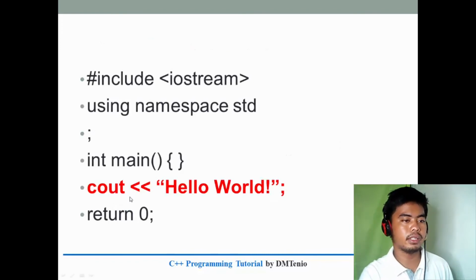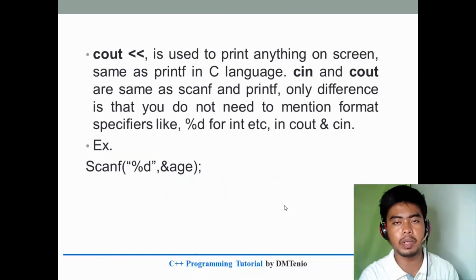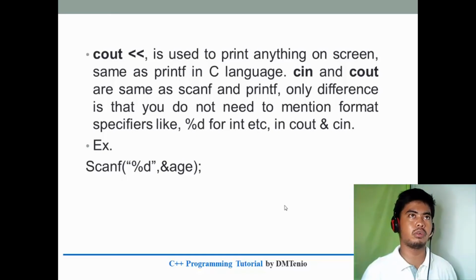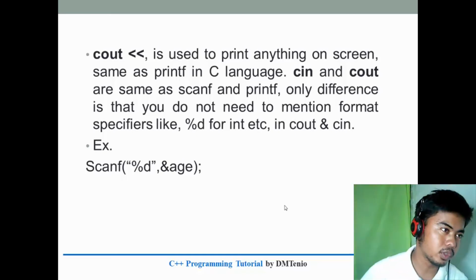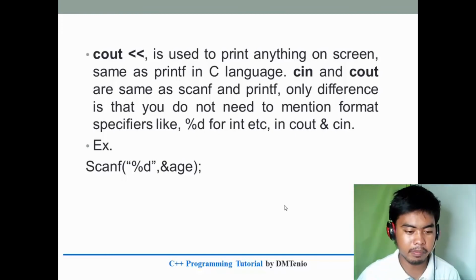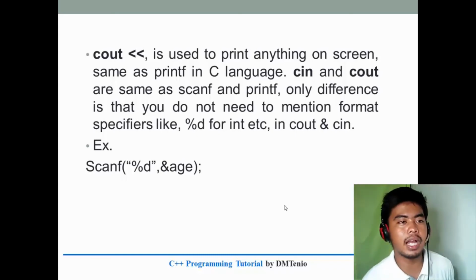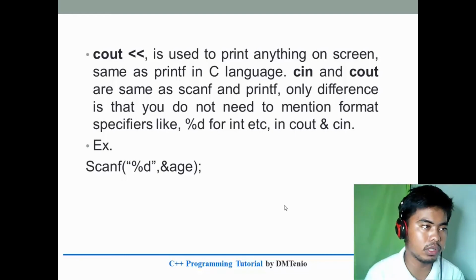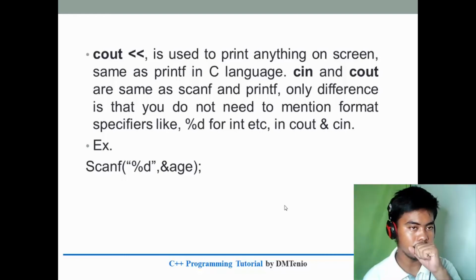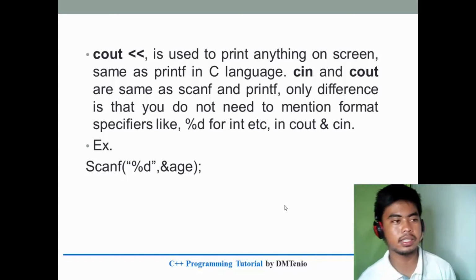So here we are, guys. Again, semicolon, don't forget it so we don't get an error. So, cout, our insertion operator, the less-than, is used to print anything on screen. It's the same as printf, if you remember or if any of you has used C language. There, what you use is printf. Then cin and cout are the same as scanf. So cout is the one for printf, then cin is the one for our scanf.